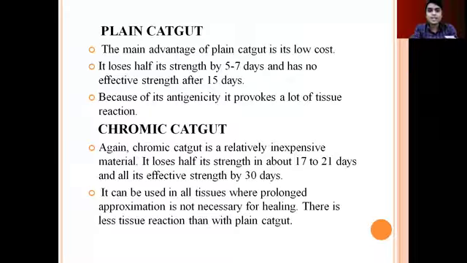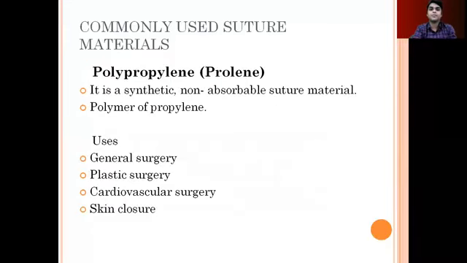Because of its antigenicity, it provokes a lot of tissue reaction in the plain catgut sutures. Chromic catgut can be used in all tissues where prolonged approximation is not necessary for healing. There is less tissue reaction than with plain catgut.